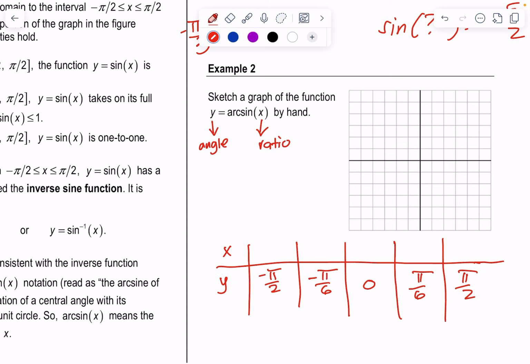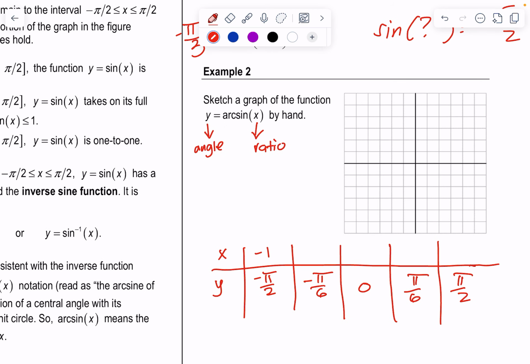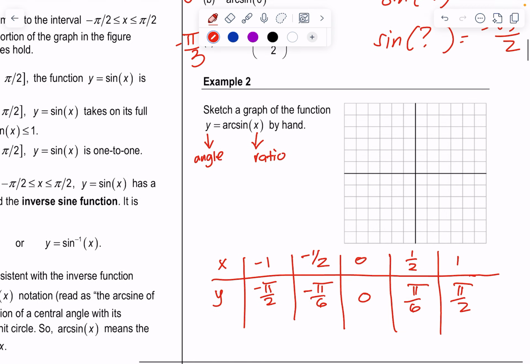0, pi over 6, and pi over 2. Why am I skipping pi over 3? Why am I skipping pi over 4? I'm skipping them because, remember, we're doing it by hand, and they don't have nice y coordinates. They have square root of 3, square root of 2, so I'm skipping those. So I'm only using the nice values, which is for negative pi over 2, the y coordinate is negative 1, negative 1/2, 0, 1/2, and 1. And hopefully you've memorized them by now.